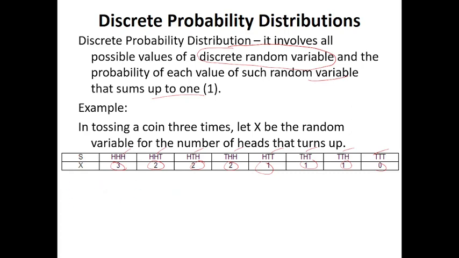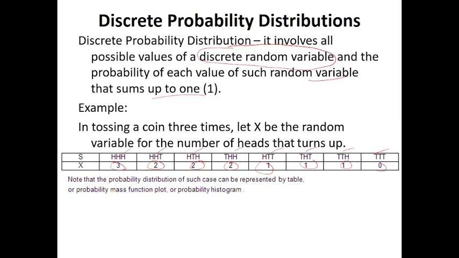Okay. So in this case, note that the probability distribution of such case can be represented by a table, a probability mass function plot, or a probability histogram. So there are 3 ways on how to represent the probability distribution. It can be by means of a table, or by means of a probability mass function plot, or probability histogram.